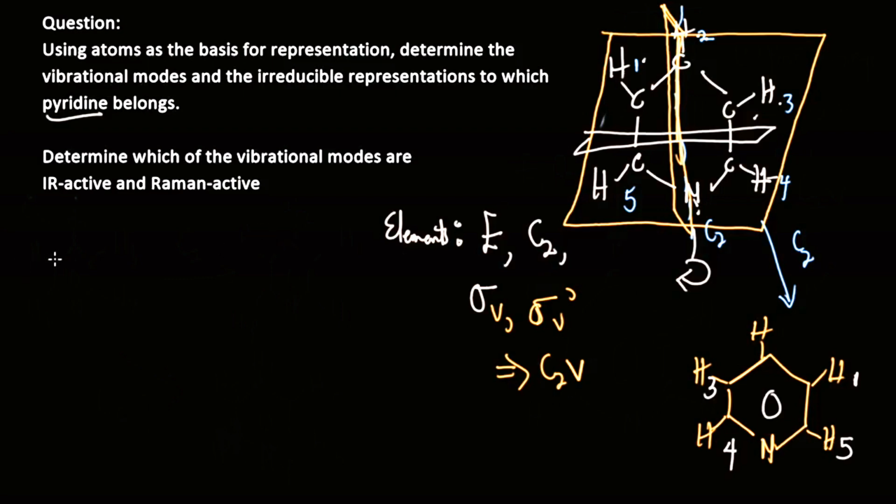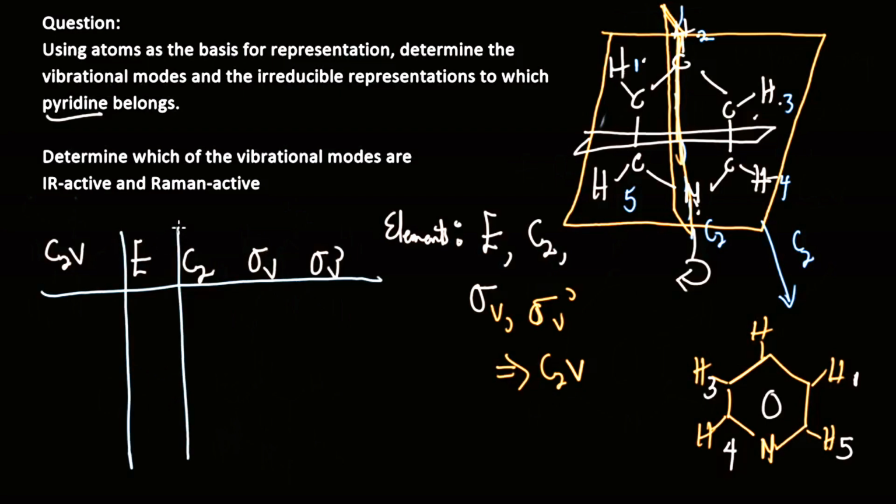So now the next thing we need to do is calculate the characters for the reducible representation. We already know the group is C2v, so these are the elements: we have E, we have C2, we have sigma v, and we have sigma v prime. So this part is the number of atoms. Let's do it in the next slide.